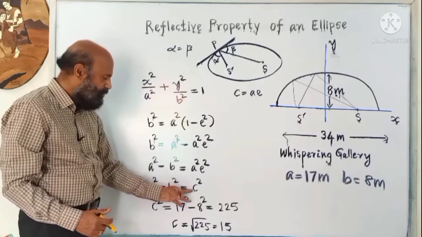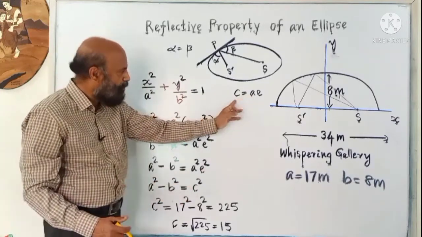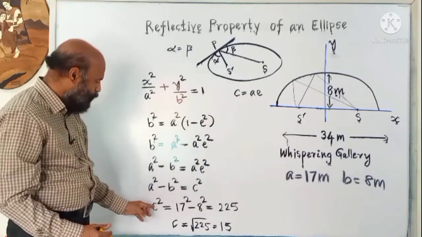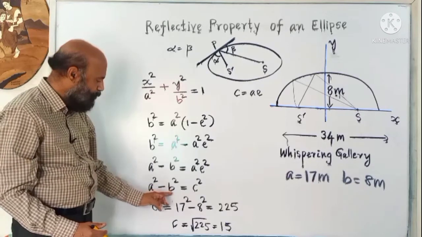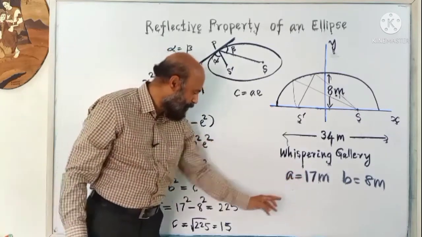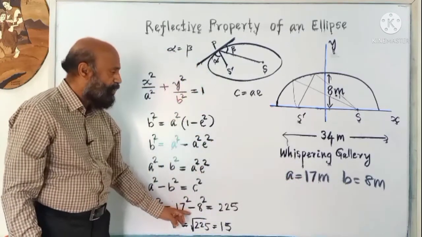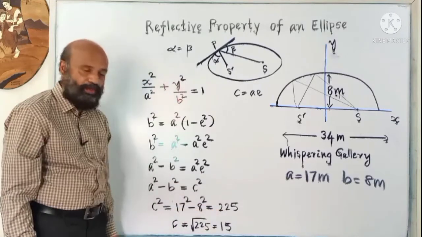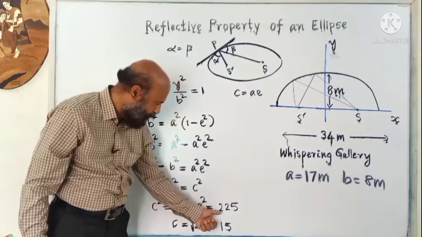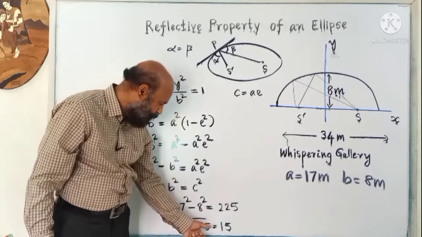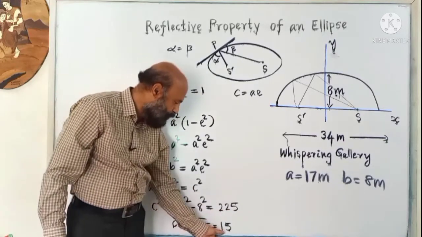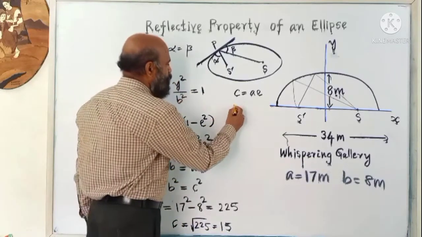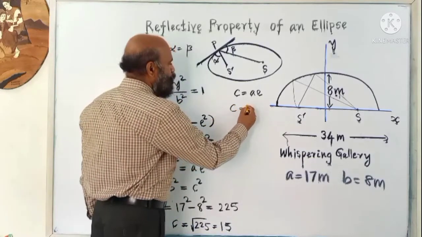So C square is equal to A square minus B square. For A we can substitute 17, then for B we can substitute 8. After doing the calculation you will get 225. C square is 225, so C is square root of 225, that is 15. C is 15.